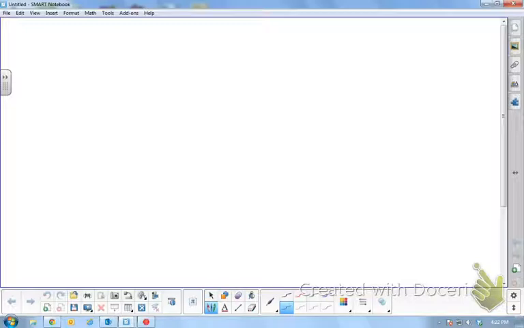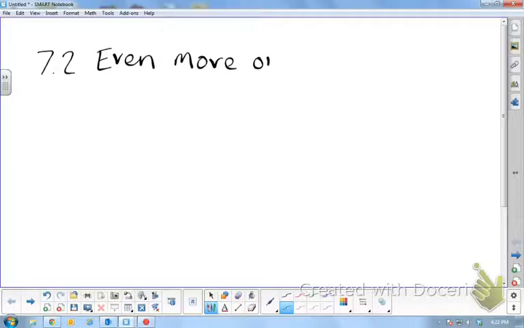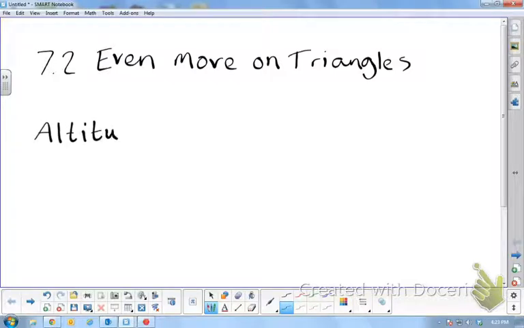Today we're going to be continuing our discussion on triangles. So we're going to call it even more on triangles. Now at the beginning of our geometry unit, we learned about some lines we could draw inside of a triangle. The lines we learned about were the altitude, the angle bisector, the perpendicular bisector, and the median.